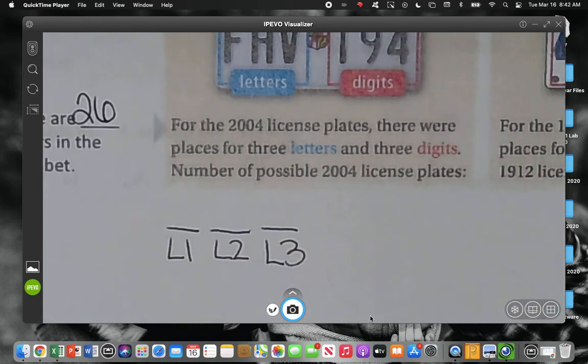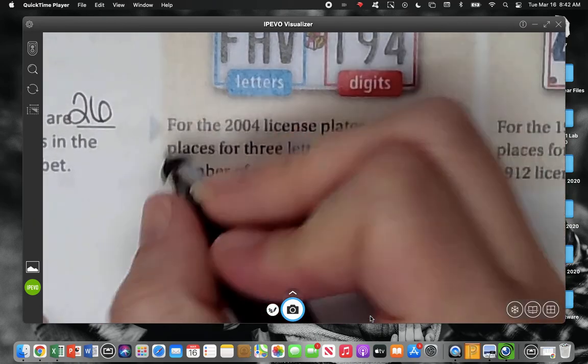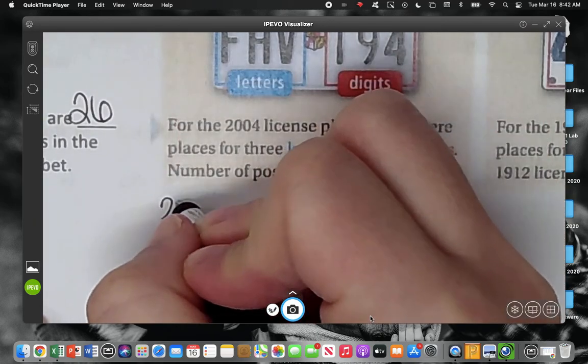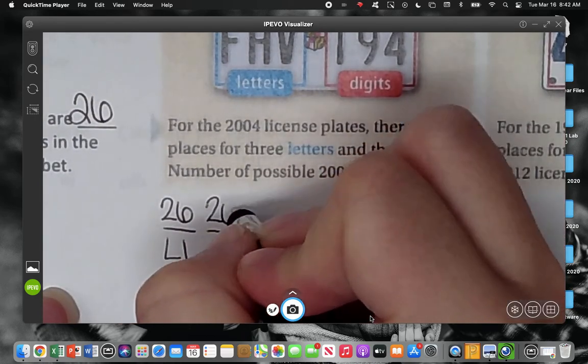How many choices do we have for letter one? How many letters are there in total in the alphabet? 26. All right, so for your first letter, there are 26 possible choices. Now, we said it's okay to have repeats, right? So how many choices do we have for the second letter? 26. How many do we have for the third one?